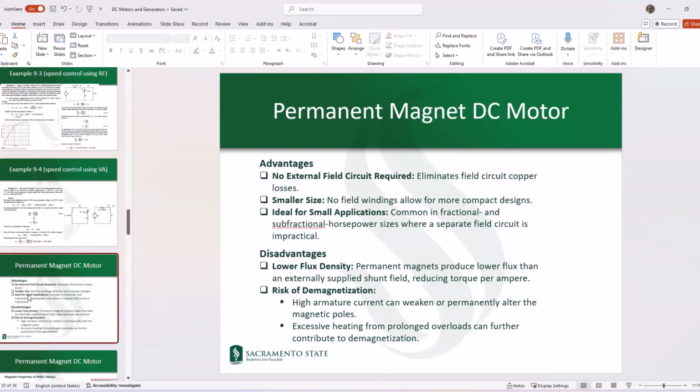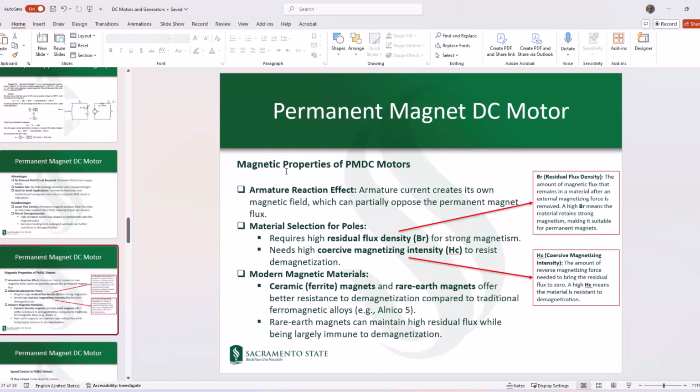Let's look a little bit into the magnetic properties of PMDC motors, or permanent magnet DC motors. The armature reaction effect creates its own magnetic field, because the armature will create its own magnetic field. It can partially oppose the permanent magnet flux. This was something that we just mentioned earlier.